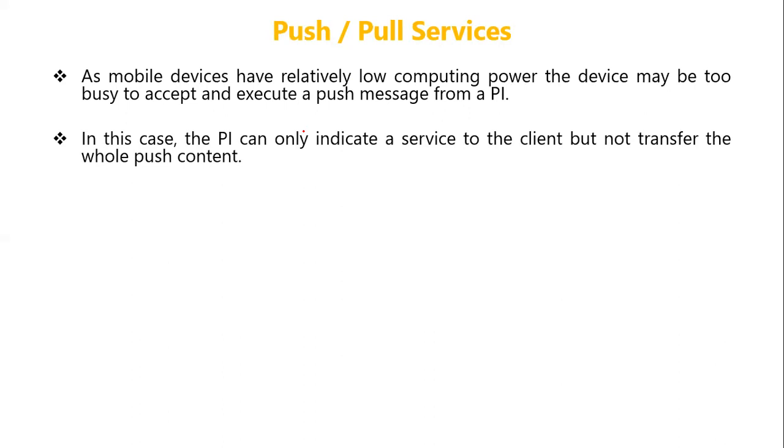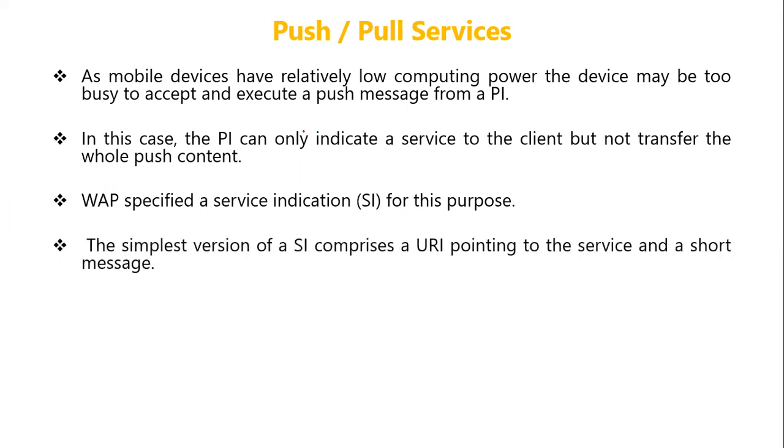Sometimes the server might have sent a push message, but the client might not be able to accept that at that point of time as it is busy. In this case, the PI can only indicate a service to the client but not the transfer of the whole push content. In that case, the push initiator, or the server, instead of sending the push message, can indicate that there is a push service available. So WAP specified a service indication for this purpose.